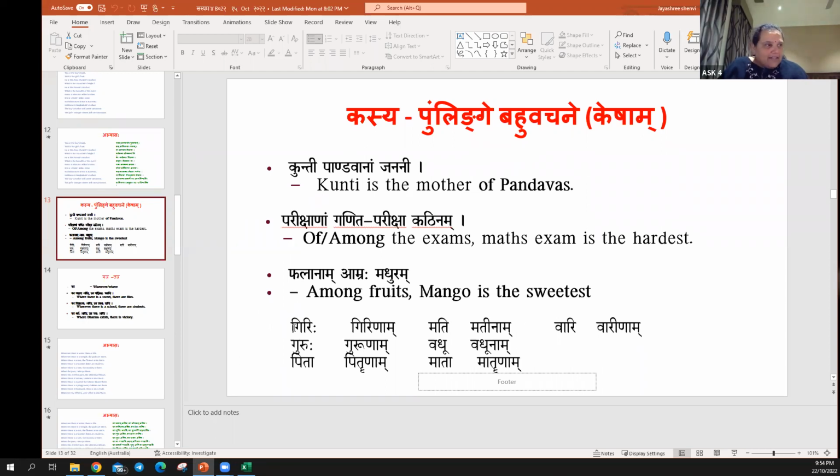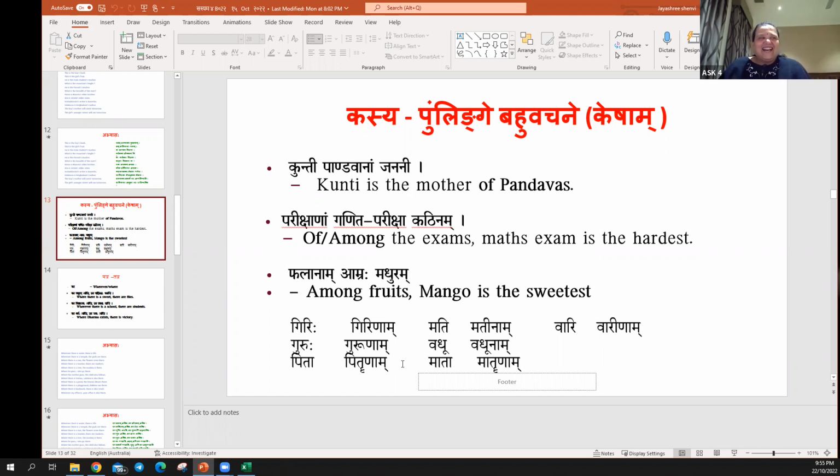Here what I've done is I put girihi, guruhu, pita. These are pullinga shabdas. Mati, vadhu, mata are strilinga, and vari is napumsakalinga. I put all the lingas in one here because the word we say is the same. Mati, matinam. Even for strilinga we say the same. So to answer the earlier question, even if parikshanam is strilinga, it's parikshanam only. There's no problem with this.